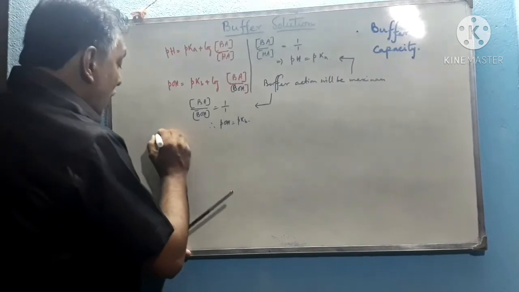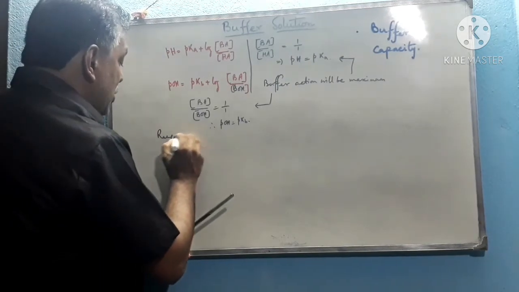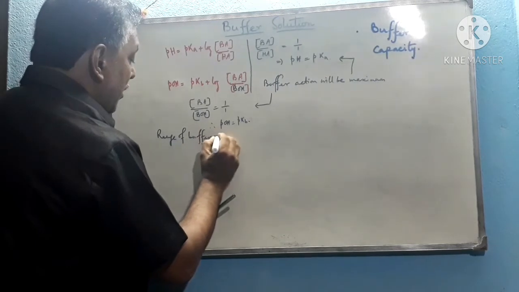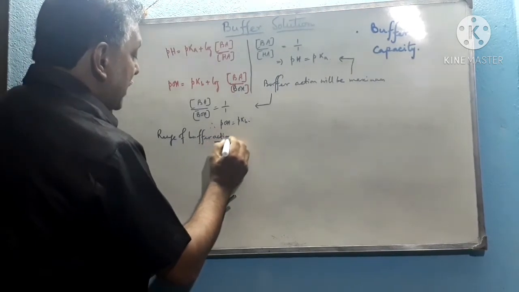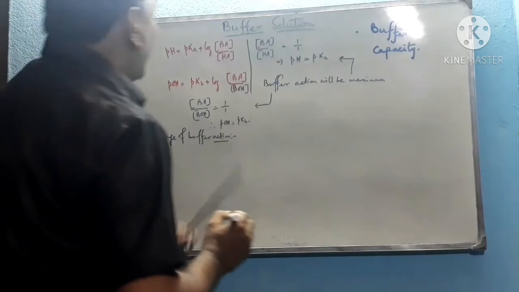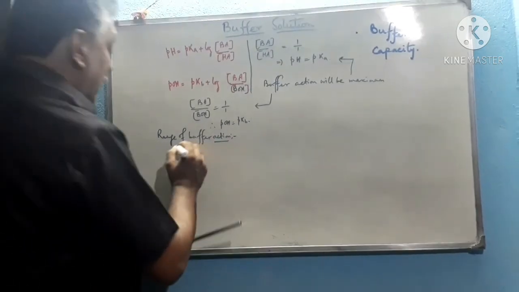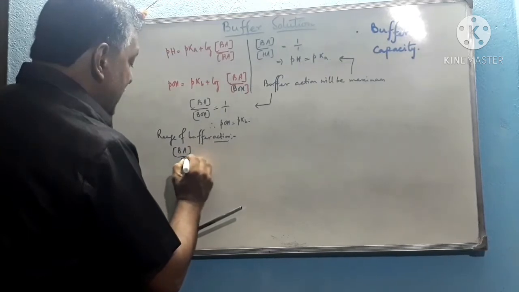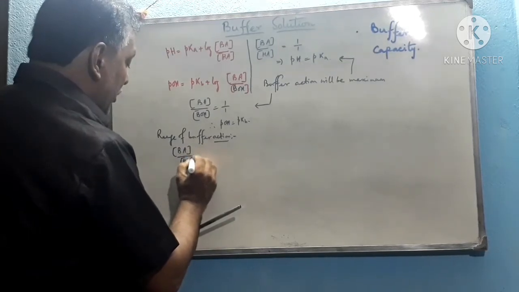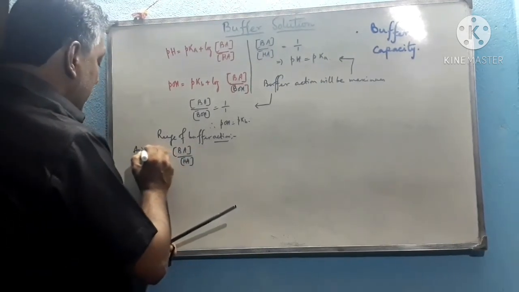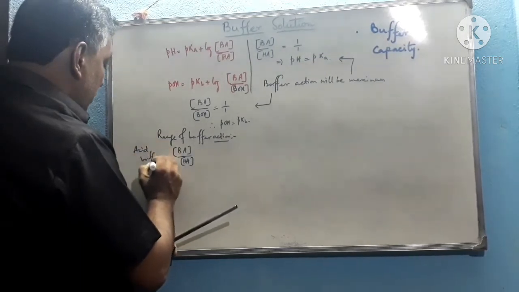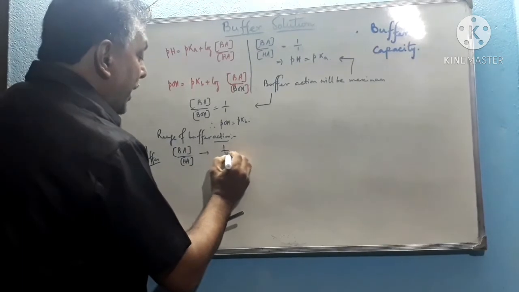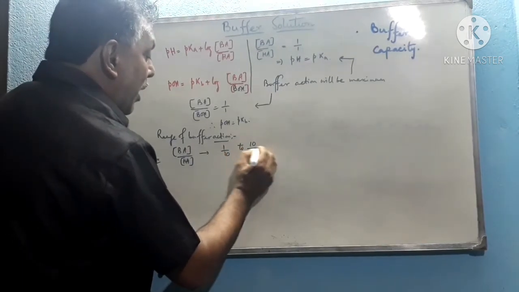Now, the range of buffer action can be calculated. From the experimental data, we have seen that this ratio for an acid buffer, BA by HA, lies between 1 by 10 and 10 by 1.